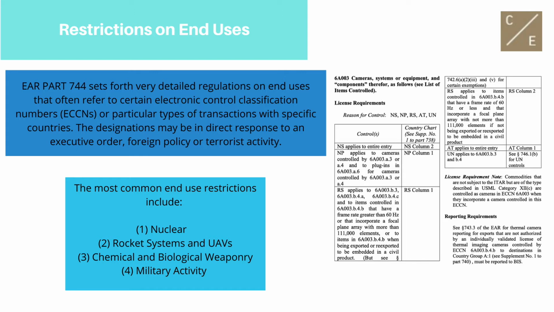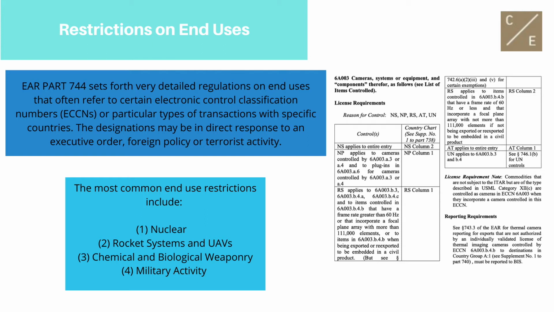2. Rocket systems and UAVs, which will include components used for rocket systems and UAVs used in or by certain countries, and components used anywhere in the world, regardless of range, for delivery of chemical, biological, or nuclear weapons. 3. Chemical and biological weaponry, which would be components used for chemical, biological weapons in or by any country. And lastly, military activity. For ECCNs, this would include certain cameras and certain microprocessors.